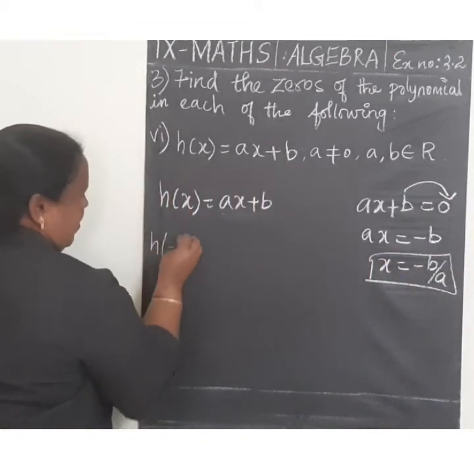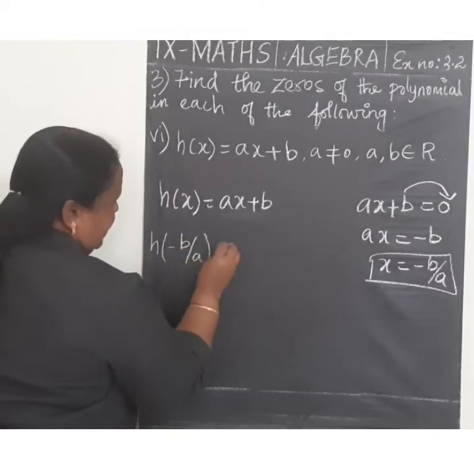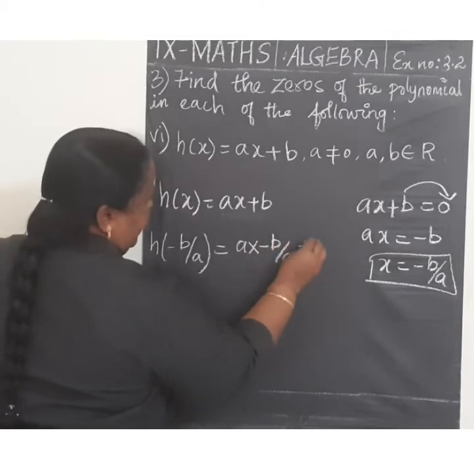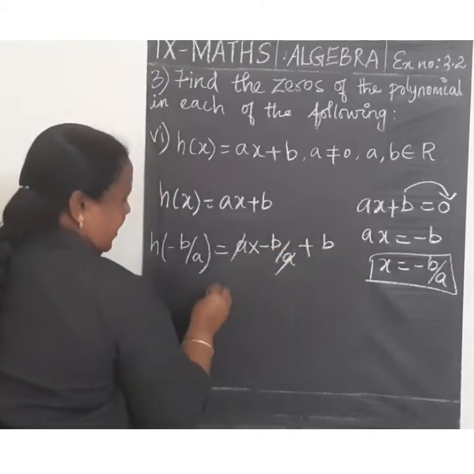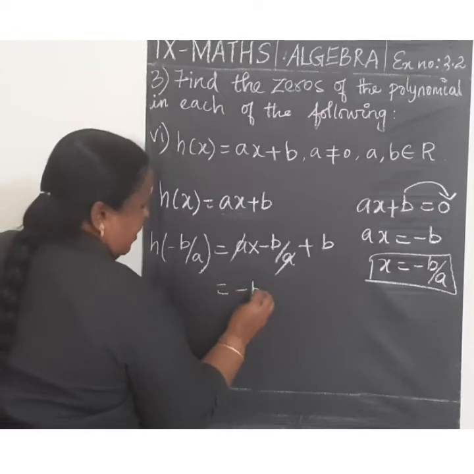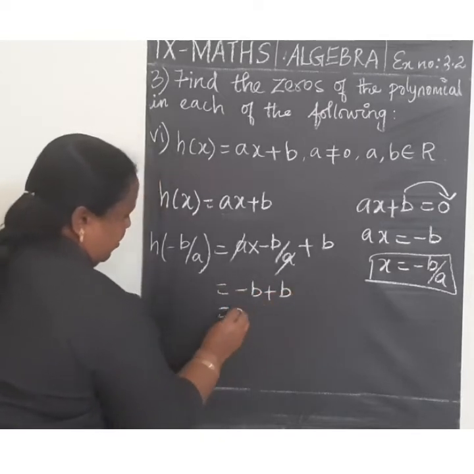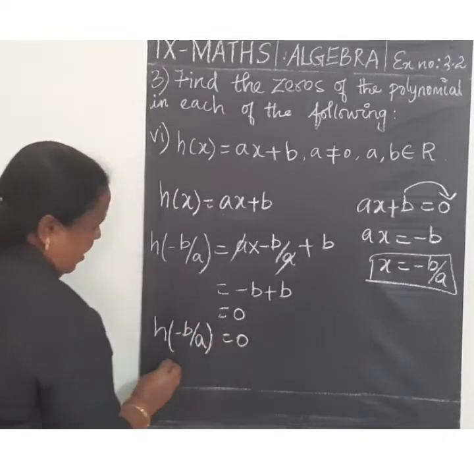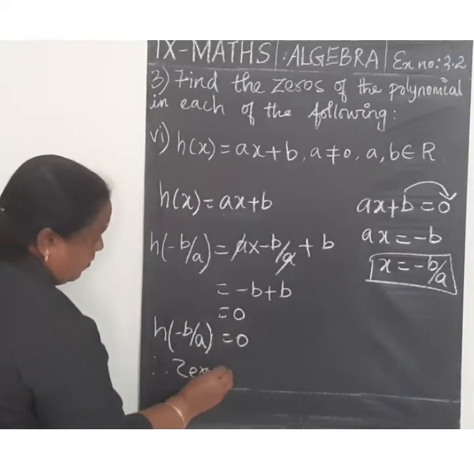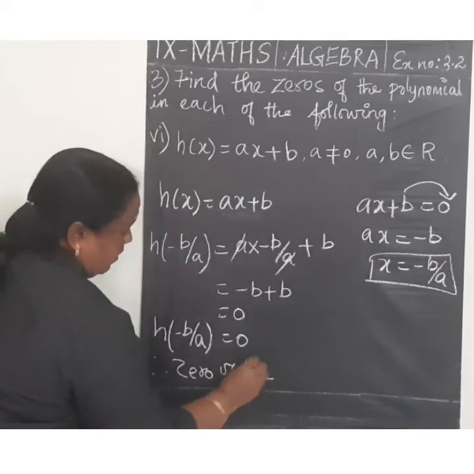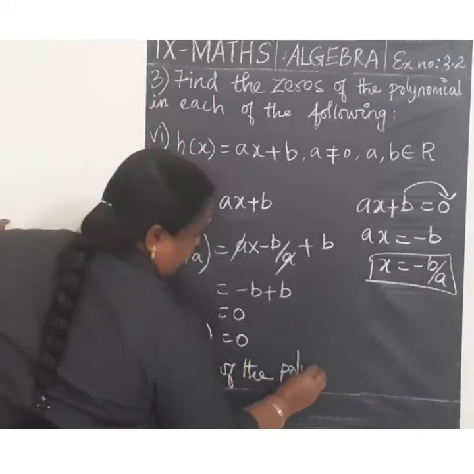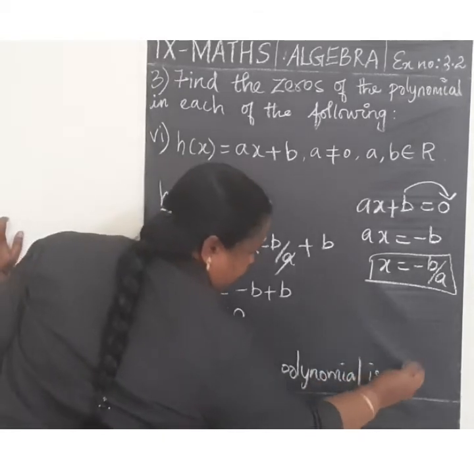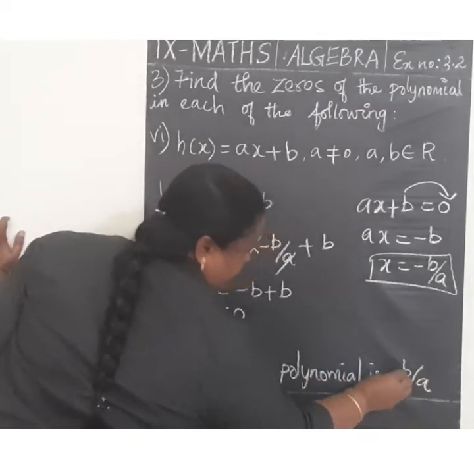So h of minus b by a is equal to a into minus b by a plus b. The a will get cancelled. So here minus b plus b equal to 0. So h of minus b by a is equal to 0. Therefore, the zero of the polynomial is minus b by a.